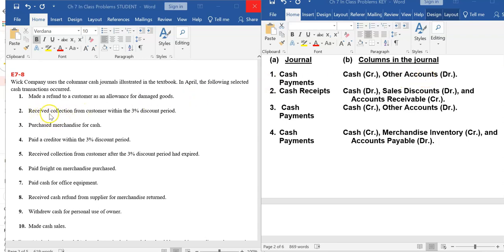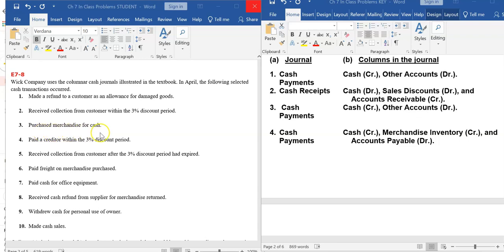Number 2, we received a collection from a customer within the discount period. This is a cash receipt, so we will use the cash receipts journal. We will debit cash for the amount of cash received. We will be increasing our sales discounts because the customer paid within the discount period, so we are giving up revenues for the amount of the discount. So the discount amount will go into the sales discounts debit column to increase sales discounts. And accounts receivable will be credited for the full amount of the receivable.